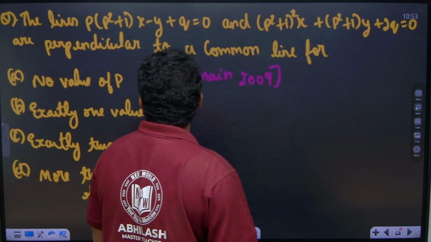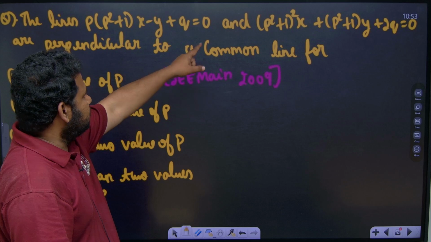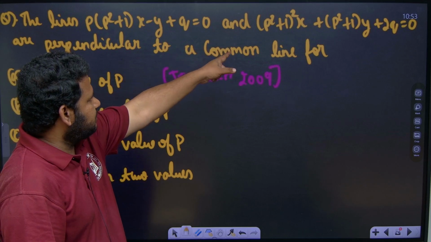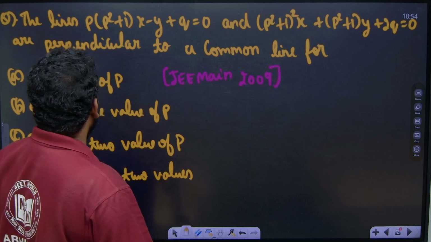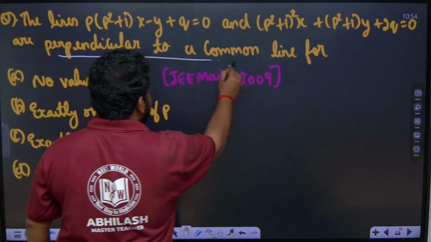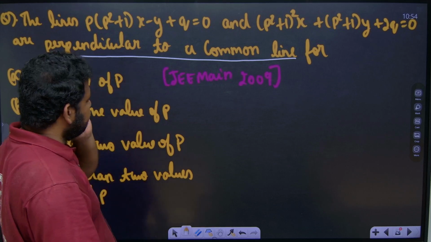Now, the lines p(p square plus 1)x minus y plus q is equal to 0, and (p square plus 1)x plus (p square plus 1)y plus 2q is equal to 0 are perpendicular to a common line. Very important. For what value of P are they asking? Perpendicular to a common line.